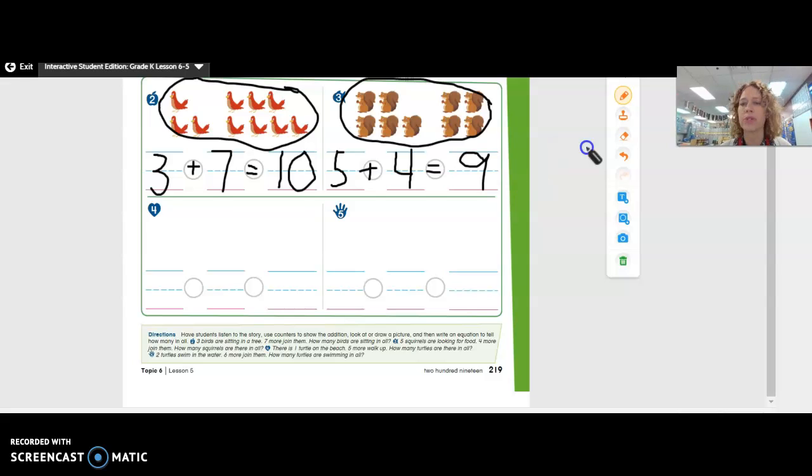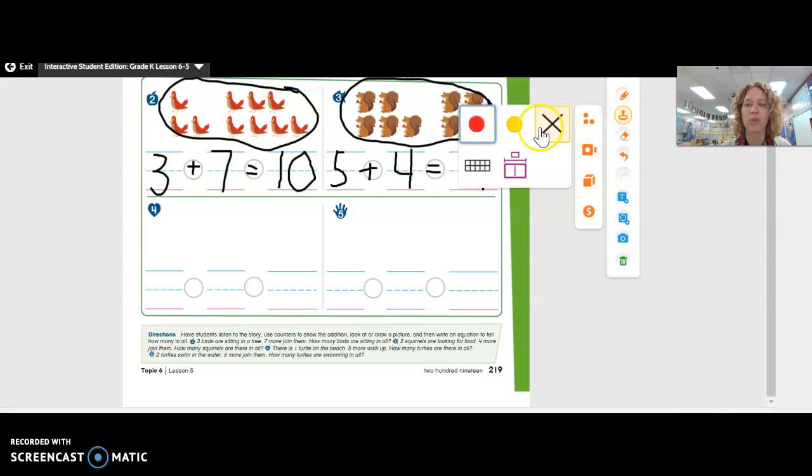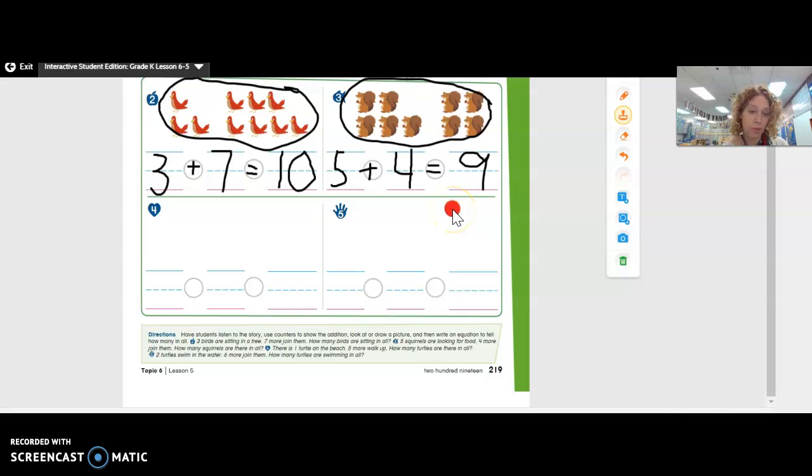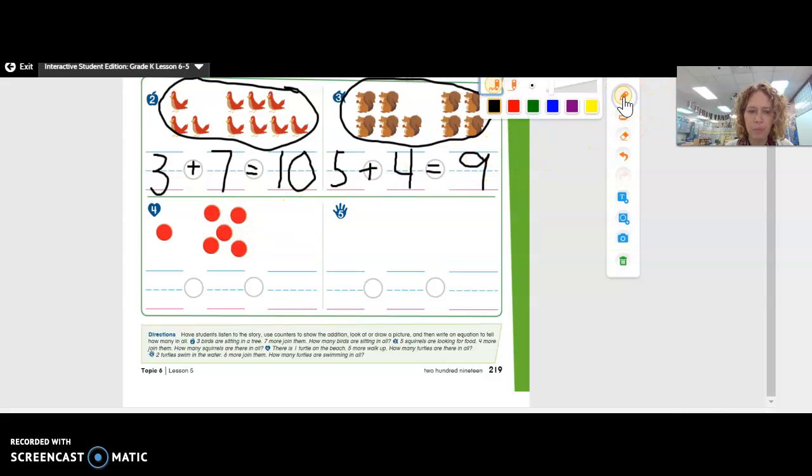We're going to use counters now, so you can draw them or put them with a circle, okay? So number 4: there is 1 turtle at the beach. 5 more walk up. 1, 2, 3, 4, 5. How many turtles are there in all? Okay, so we'll have to figure out how many altogether. But let's write the equation first.